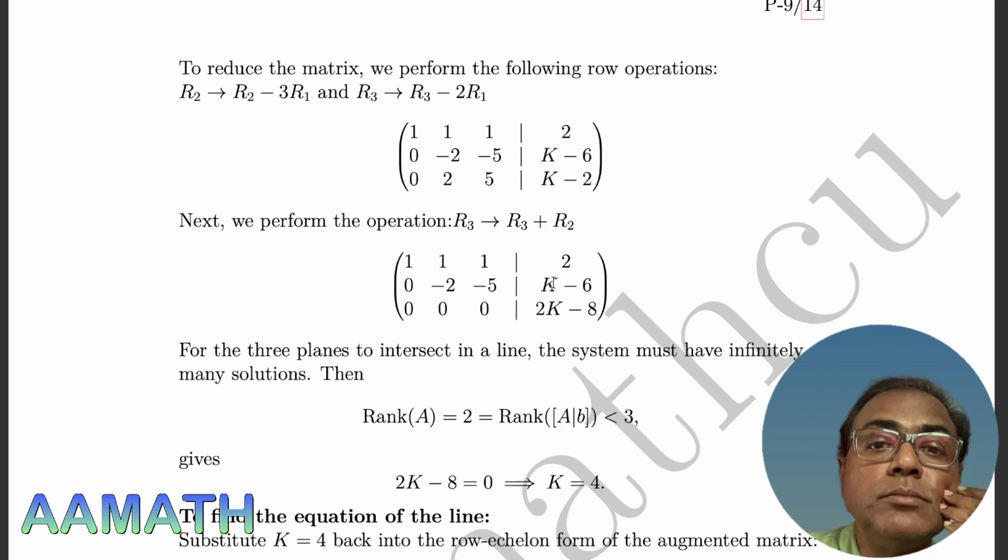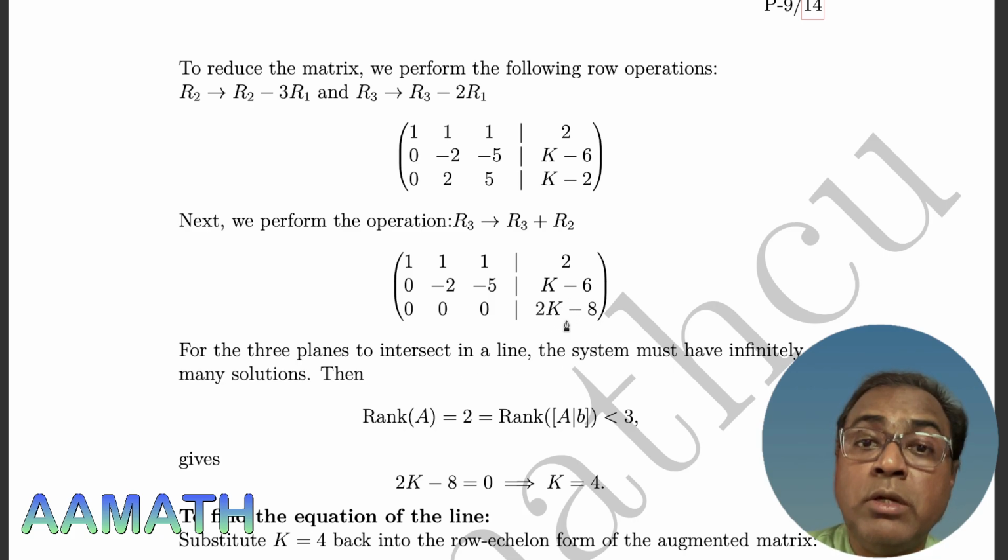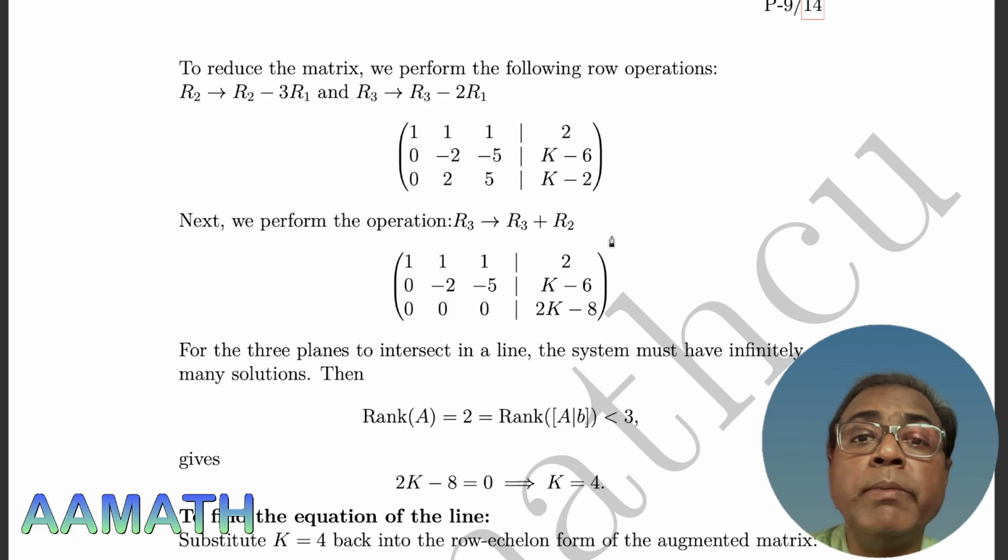Now, rank of the augmented matrix. These three planes intersect in a line, so the system must have infinitely many solutions. So rank of A equals 2, and the rank of the augmented matrix must also be equal to 2. Otherwise, the system cannot have a solution, it is inconsistent. If this entry, 2k minus 8, is not equal to 0, then the system is inconsistent. Then rank of A equals 2 and rank of the augmented matrix is 3, not equal, so inconsistent.